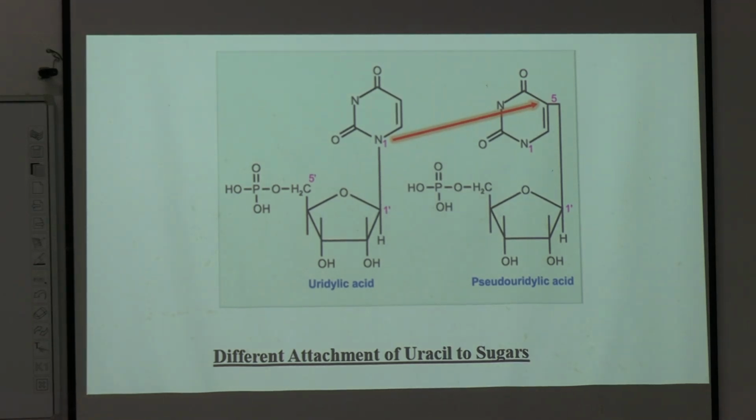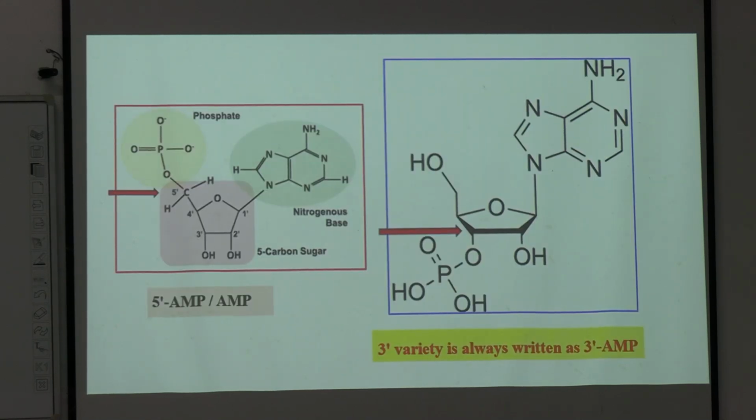So similarly, just like uridine and pseudouridine, there will be uridylic acid and pseudouridylic acid. Again, you see the bond is here between N1 and 1, and this is 5 and 1, that is a C-C bond. This phosphate, as I told you, normally occurs in the 5 prime position. Normally it occurs, but at 3 prime position is also there. So the 3 prime variety is always written as 3 prime AMP. There is a difference between the two. When you write AMP, it means 5 prime. But when it is 3 prime, you have to specifically indicate that, because normally it doesn't occur.